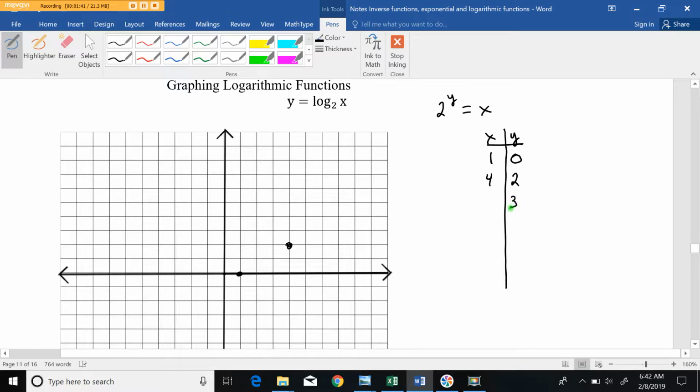All right, let's try 3. 2 to the third is 8. So this goes through the point 8, 3. All right, we can start to see the shape here.